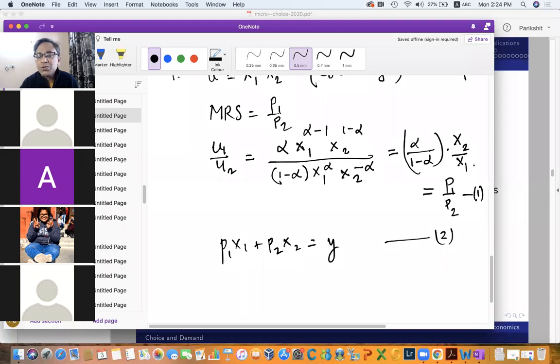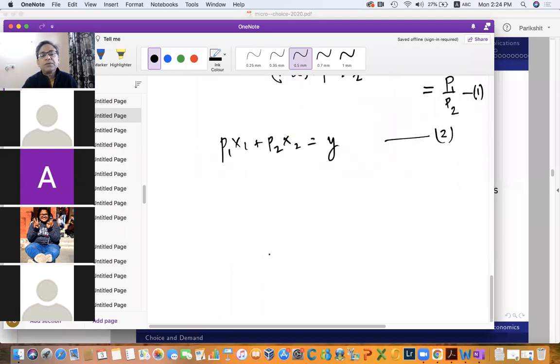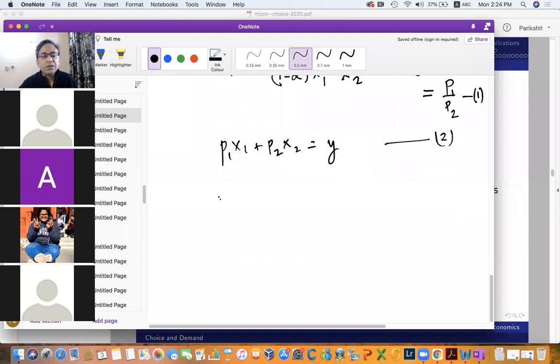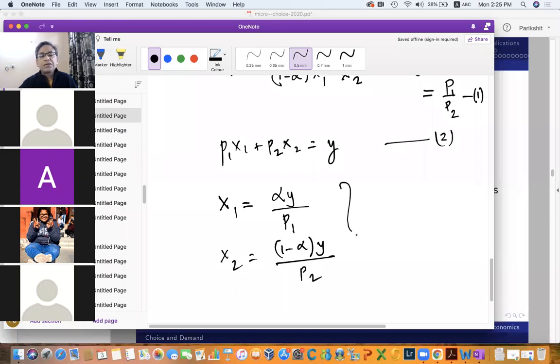You can express x2 as a function of x1. It'll be some constant times x1, and you can plug that back into the second equation and solve. All right. So if we do the solution, you can easily check. The solution for x1 becomes alpha times Y divided by P1. And the solution for x2 becomes (1 minus alpha) times Y divided by P2. So these are our solutions. Let me put a star to denote that these are optimal solutions.